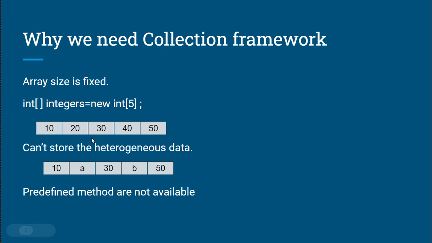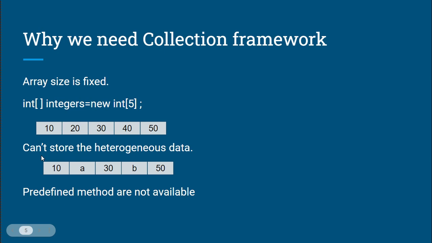And you cannot store heterogeneous data. That means if you have an integer array and you try to store different data types, like 10 is an integer data type and a is a character, or you can say a string data type, and if you try to store it in the integer array, that will give an exception and we cannot store that data in the same array. So this is about heterogeneous data.